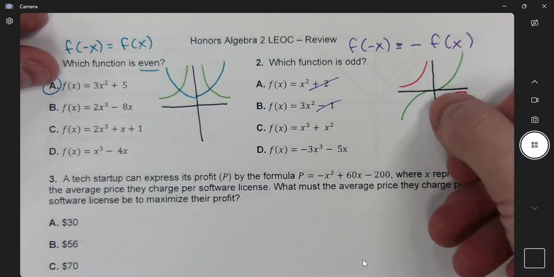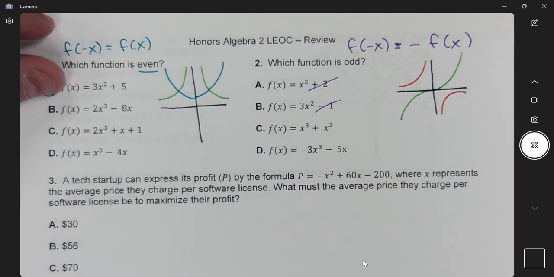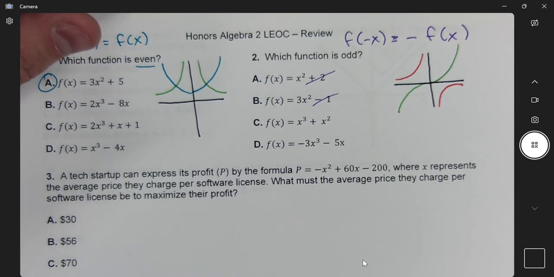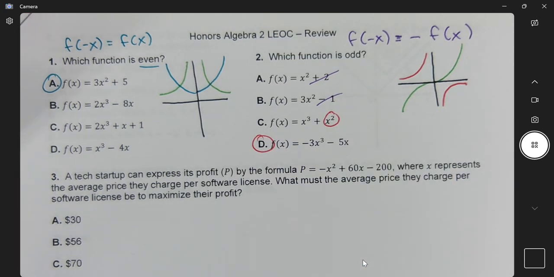And the tricks: no vertical shifting, because they have to be symmetric around the origin, and the vertical shift would mess that up. And all of your exponents need to be odd. This is causing a problem. Therefore, the answer is this one, and I will graph it on Desmos just to prove that point.